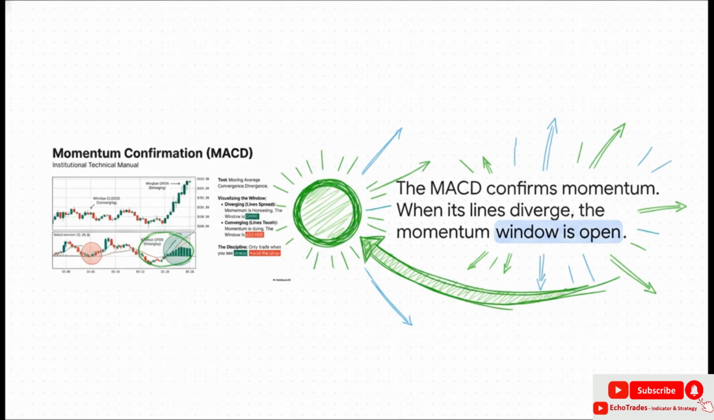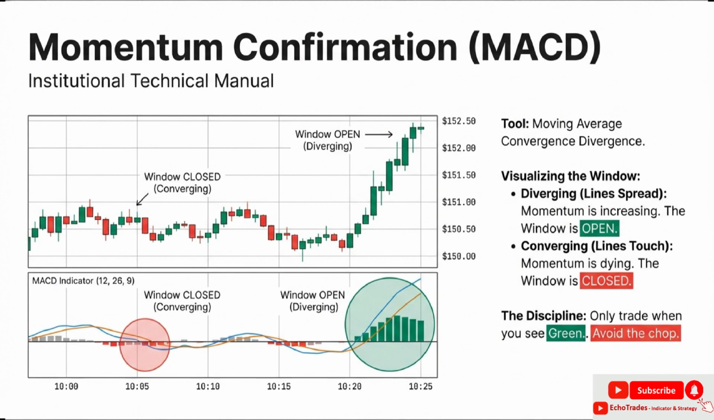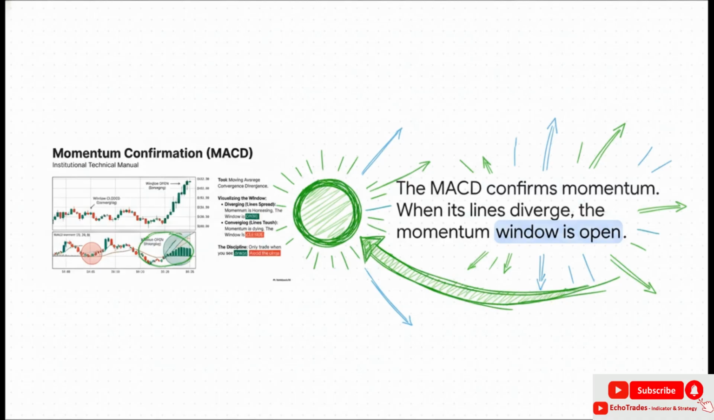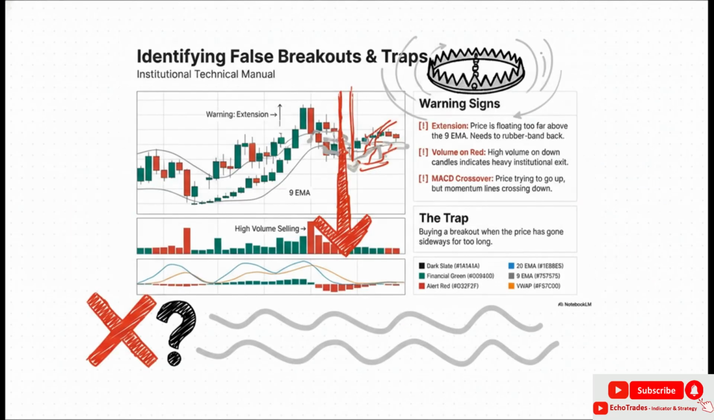Now, to really stack the odds in our favor, we want some confirmation. For that, we use an indicator called the MACD to help us see the momentum. When you see its lines are green and spreading apart, getting wider like you see here, that's your signal. That tells you the momentum window is wide open. It's go time. And, just as important, this tool keeps us out of trouble.